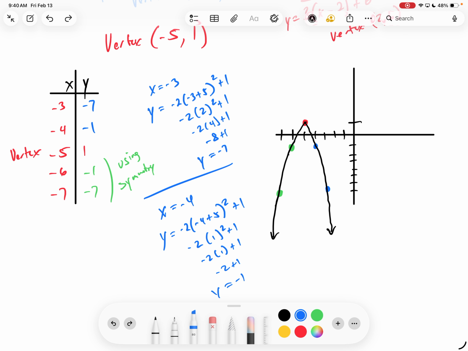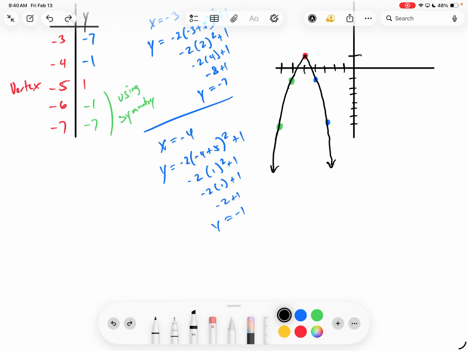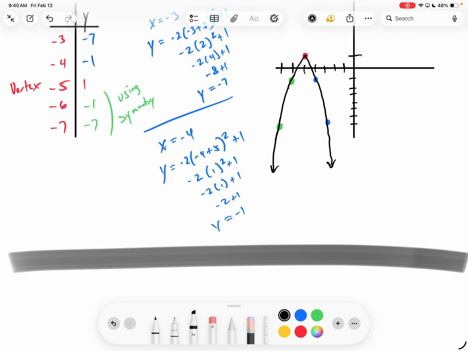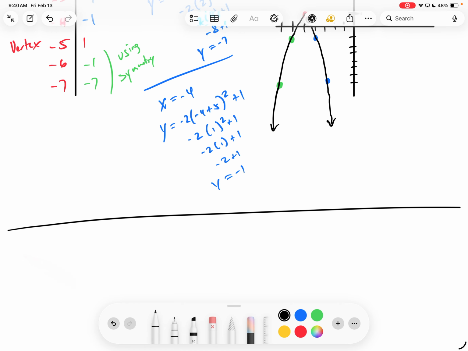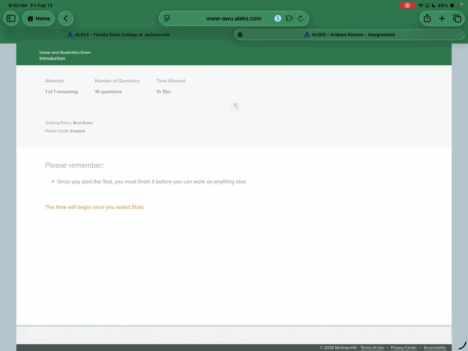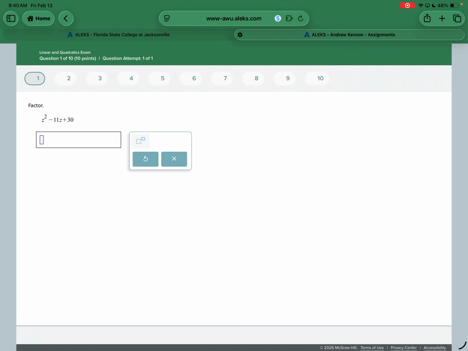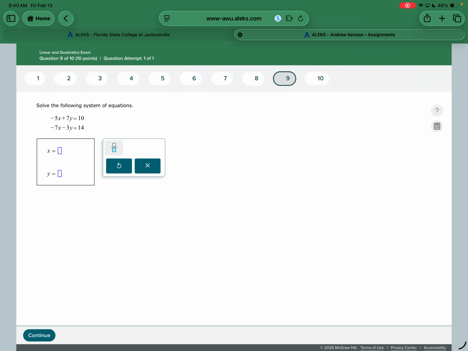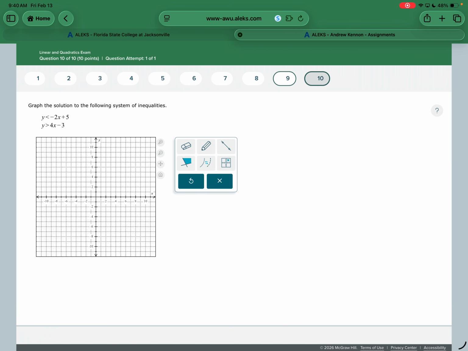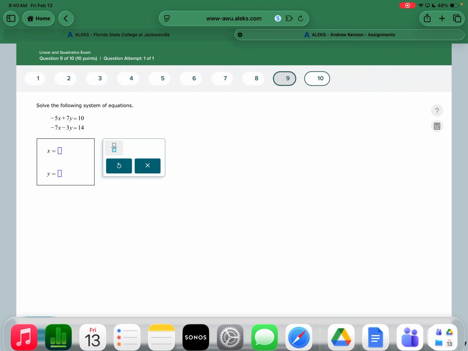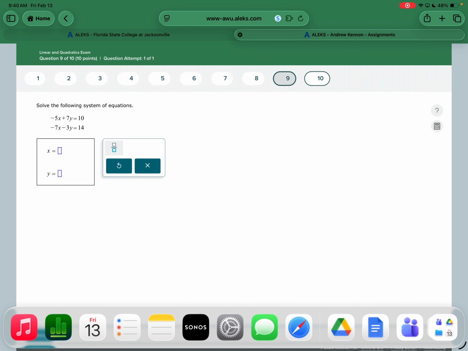I'll pause for a second. Whoops. Let's see what number 9 is first. Oh no, did it reload on me? That's fine. Oh, I gave you the easy one. I didn't give you the hard one on the graphing.